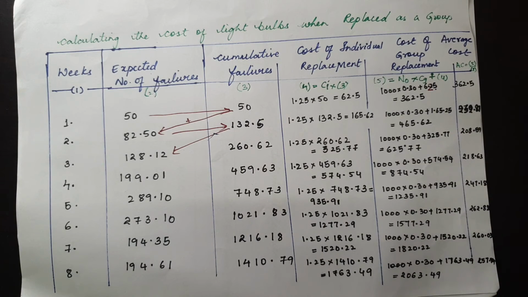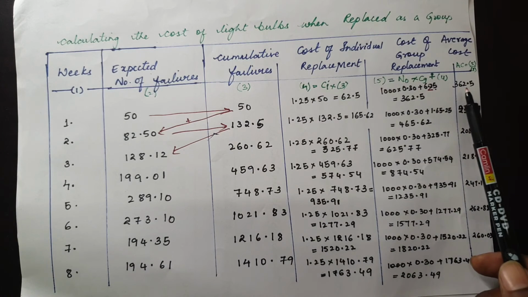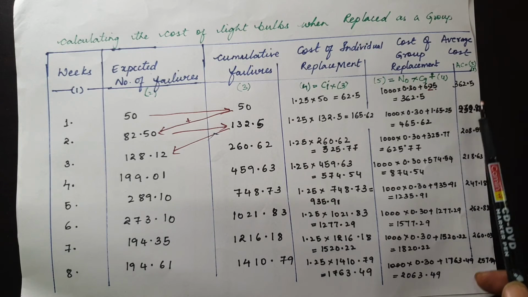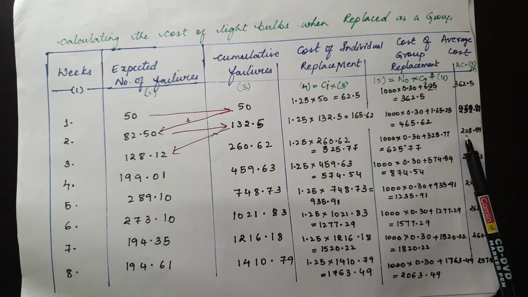Okay, now after solving that you have to check whether the loss column is in decreasing order. Now see, 362. The next one is 232. 232 is less compared to this one. Then 208. 208 is less compared to this one. But 218 is greater than 208.